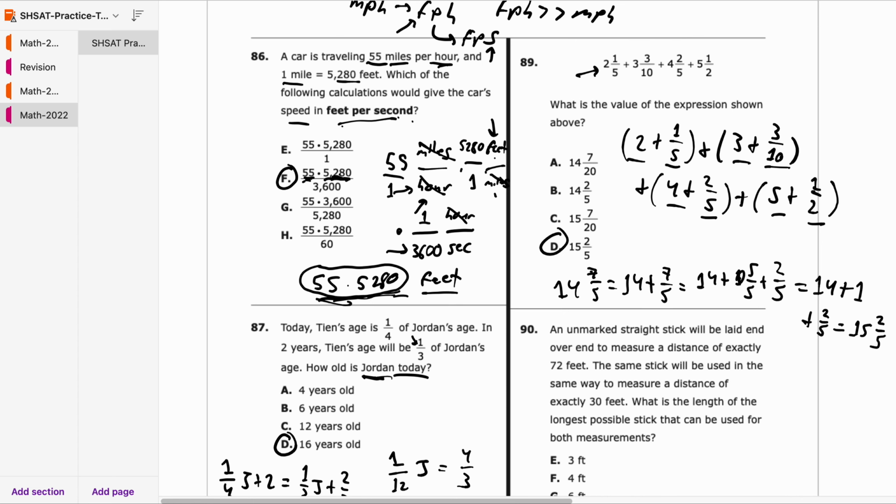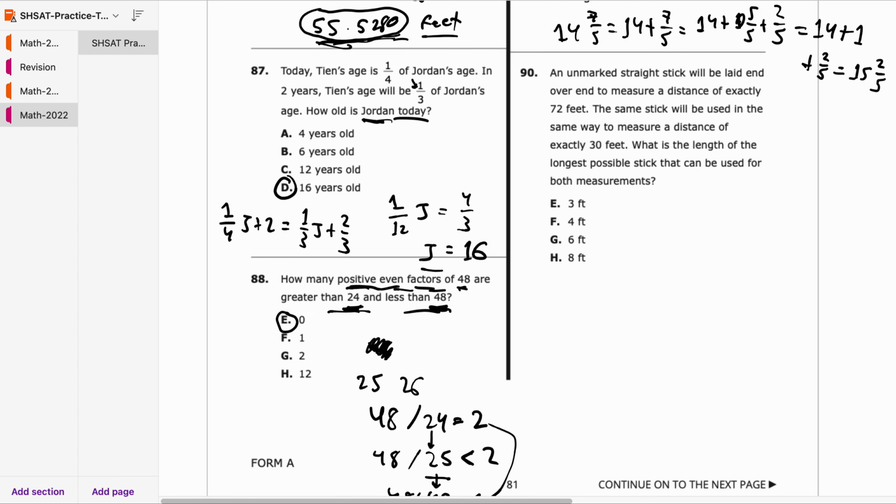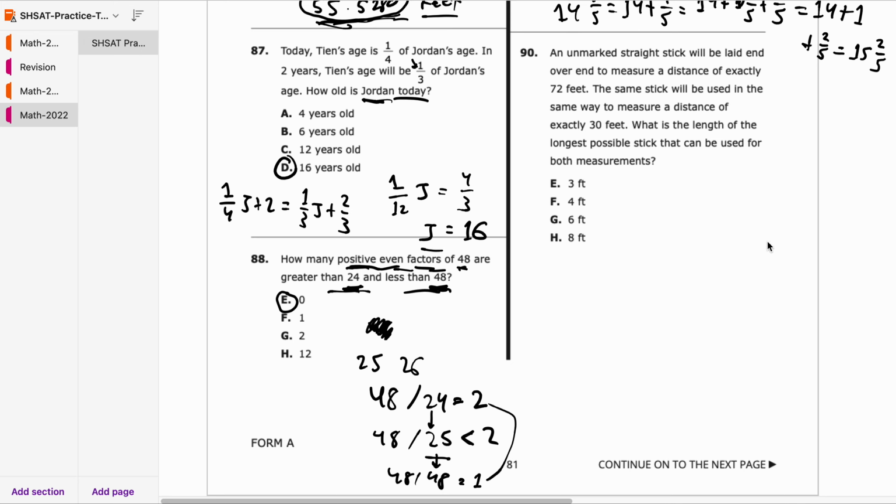Okay, and now finally we'll do 90, and then we'll end the video for this time. An unmarked straight stick will be laid end over end to measure a distance of exactly 72 feet. The same stick will be used in the same way to measure a distance of exactly 30 feet. What is the length of the longest possible stick that can be used for both measurements?